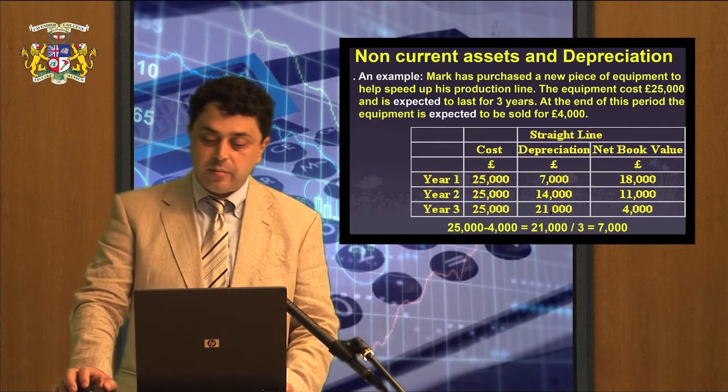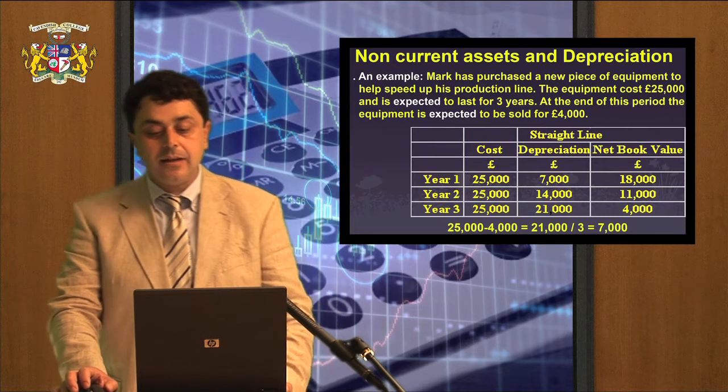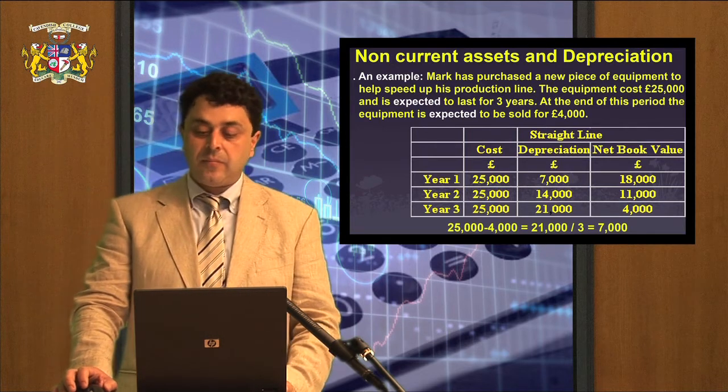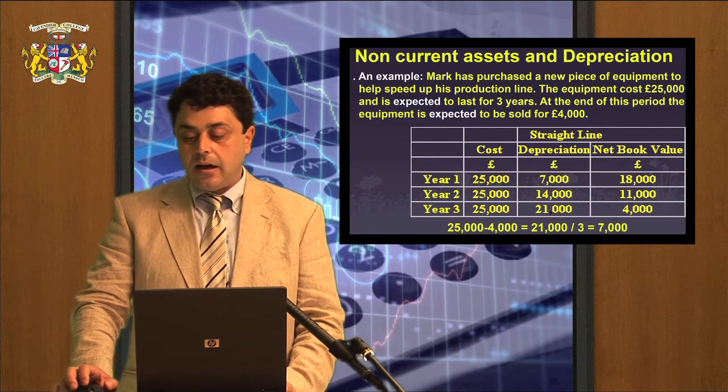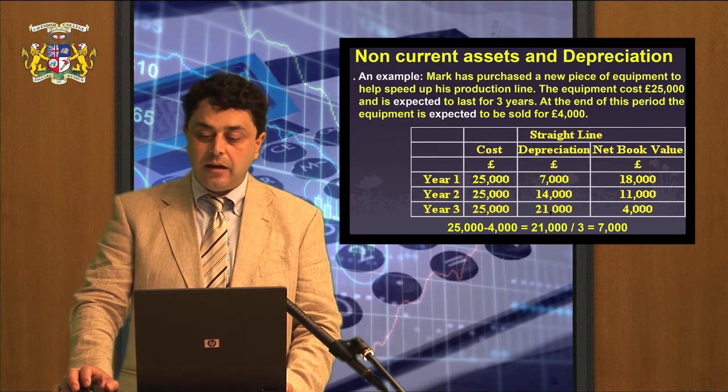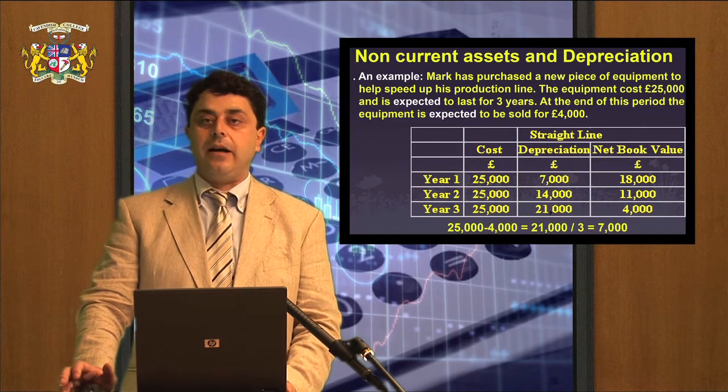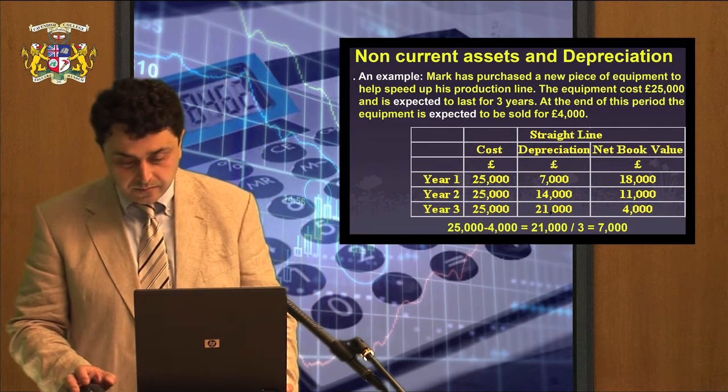You can see that the depreciation charge for the year is 7,000. The net book value of the asset is assumed to be 18,000. By net book value, we mean the value of the asset on the books.